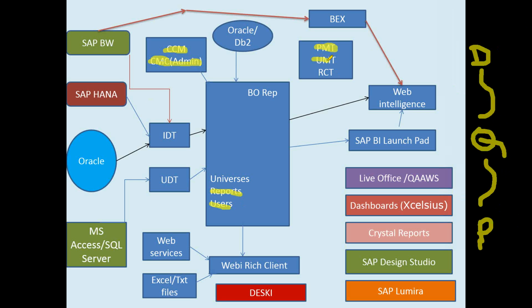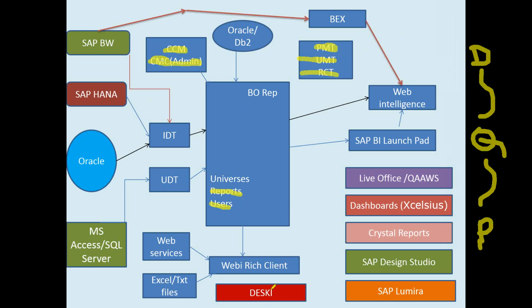And also I'm going to cover the Upgrade Management tool, migrating the project from an older version to the latest version, 4.0 to 4.1, or 4.0 to 4.2, or moving old version reports like 3.1 reports to 4.1 or 4.2. So how we can migrate a project from one version to another in BO using the Upgrade Management tool, that I am going to cover in this training.